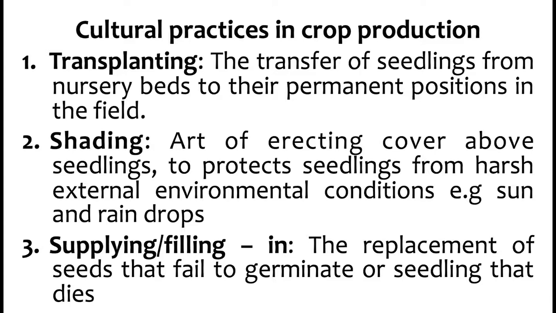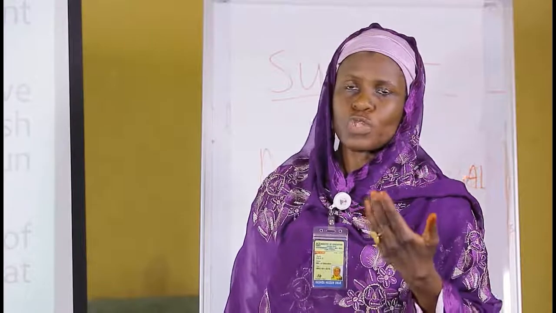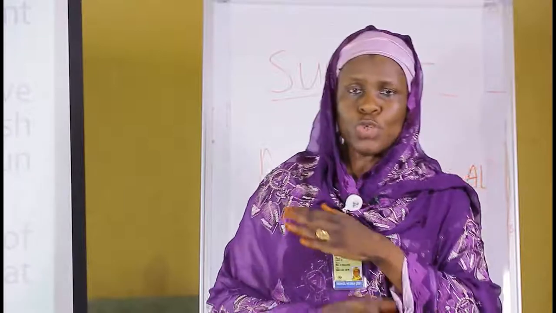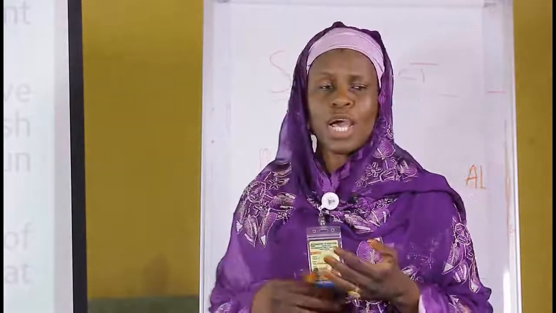Secondly, we have shading. Shading is the act of erecting cover above seedlings to protect them from harsh external environmental conditions, such as rainfall and excessive sunshine. Thirdly, we have the supplying, which is also known as filling in. The replacement of seeds that fail to germinate or seedlings that die. When your seedlings fail to germinate or they die, what you do is what? Filling. That is the replacement. When you replace them, you are filling or you are supplying.